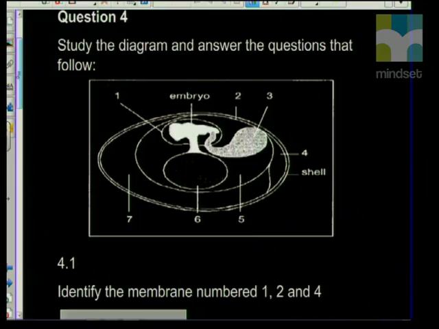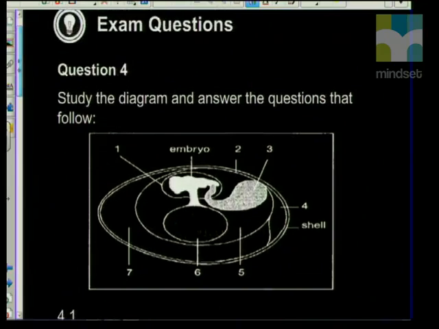Let's have a look. What they've done here is they've given you a picture. And it says, study the diagram and answer the questions that follow. Now, if you have a look at that, the only thing that shows me that it's got to do with reproduction is this part over here that says embryo. Okay? And if that's an embryo, and here, shell. It's an egg. Has to be an egg. It can't be anything else, right? So we've got an egg.